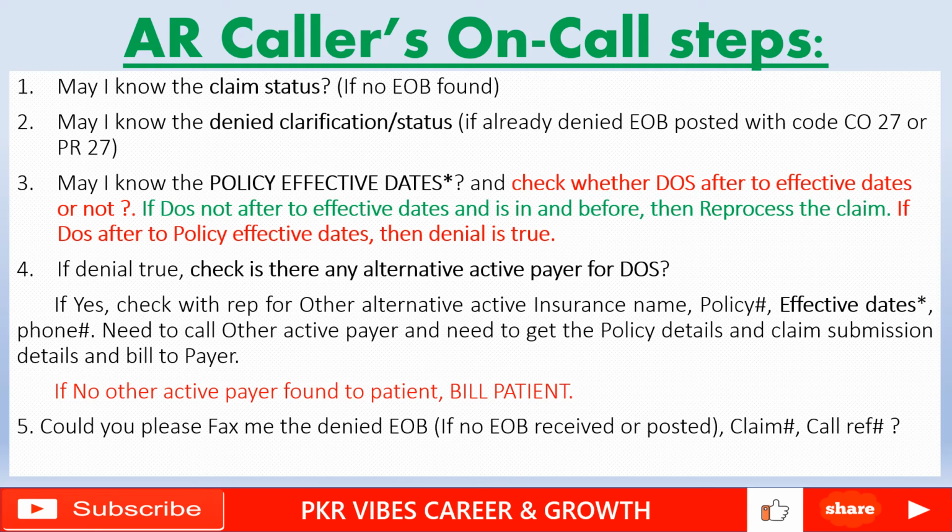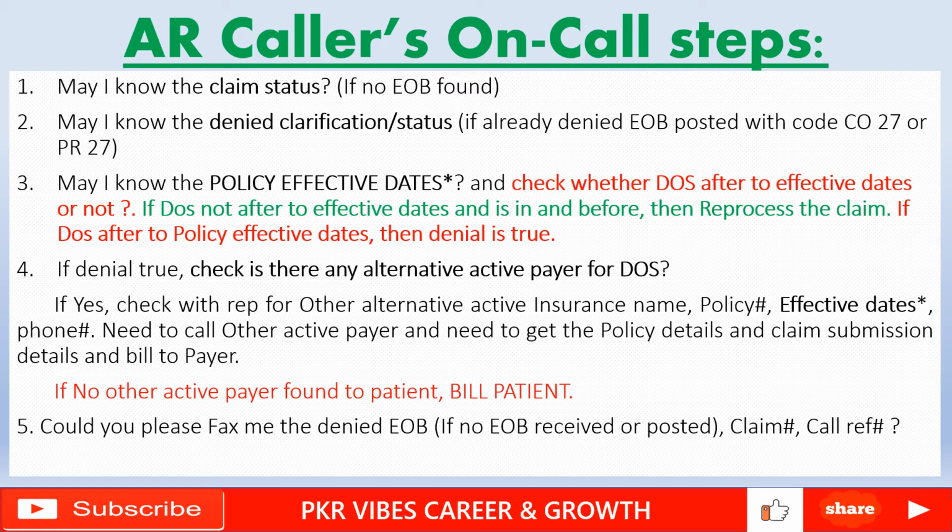For example, you verified on a call with the insurance representative, with the question, is there any alternate active payer? The insurance representative told you that no, there is no other alternate active payer found for this patient. Then you confirm this information on the call, right? You should take the call reference number, and with that call reference number and this confirmation over the phone call, you can bill this claim to the patient, because the patient doesn't have an alternative active payer to bill this claim to. So that's why you are billing this claim to the patient.